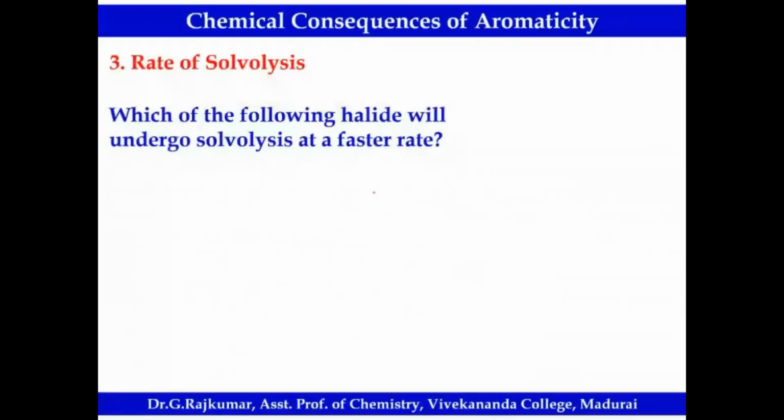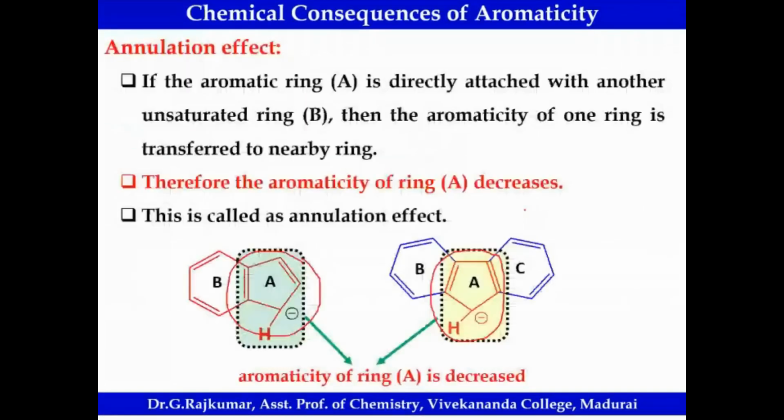So which of the following halides will undergo solvolysis at a faster rate? Sir, but the resonance structures given, for C we can draw more. Yeah, resonance structures are more, but which ring is going to donate a proton? Not B, not C. Only ring A is going to donate a proton because it is having a saturated carbon. Okay, so the tendency of losing a proton is based on the stability of ring A. Okay, that is why the aromaticity is decreased. The acidity will also be decreased.